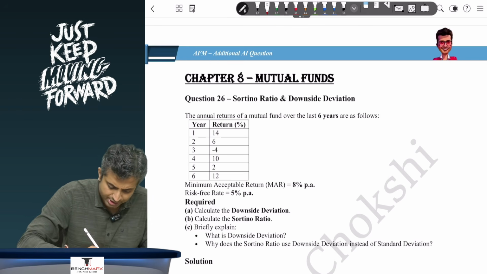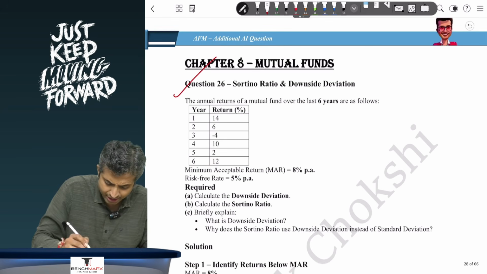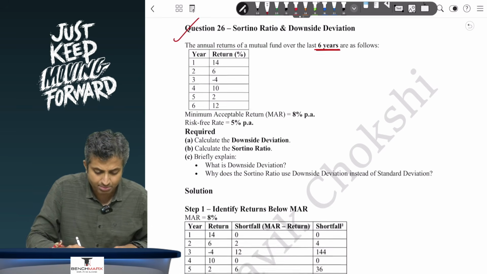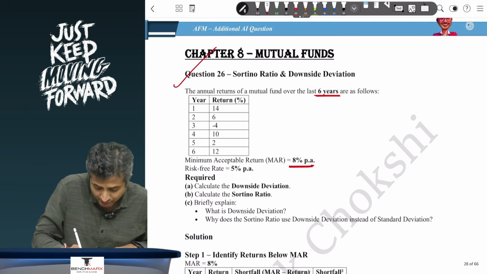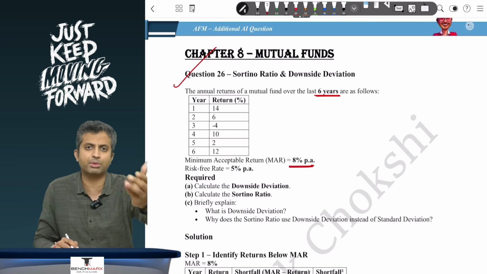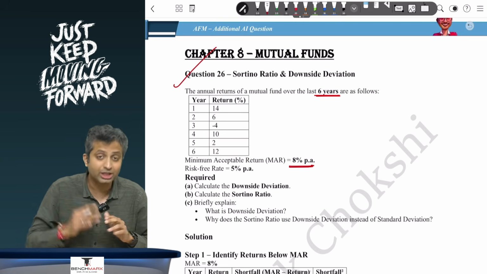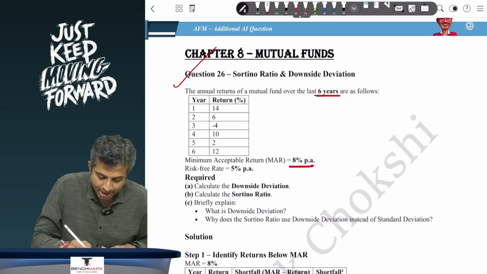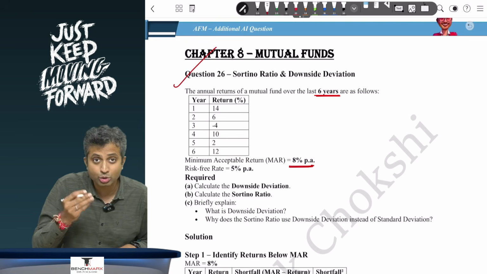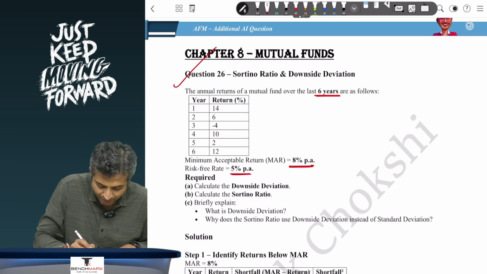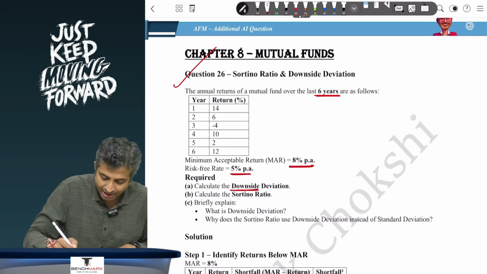Question number 26. Sortino ratio and downside deviation. The annual returns for a mutual fund over the last 6 years are given below. So you have a set of positive and negative returns. The minimum acceptable return is 8%. Again, if this is not given, you can take 0%. Some people even take the risk-free rate, whatever you're comfortable. But ideally, this should be given. Sortino mentions that this should be available. So minimum acceptable return is 8%. So you will study the deviations below 8% for your downside deviation. Risk-free rate is 5%, and you are required to first find the downside deviation and then calculate the Sortino ratio.